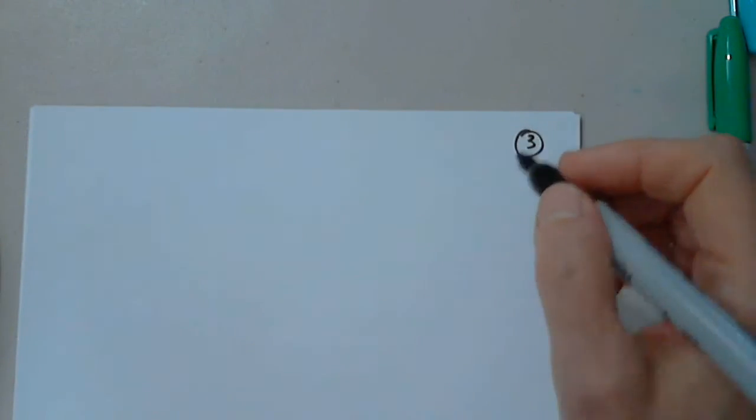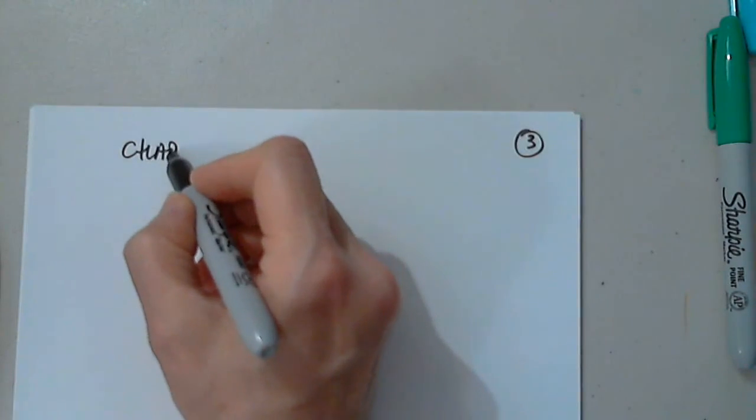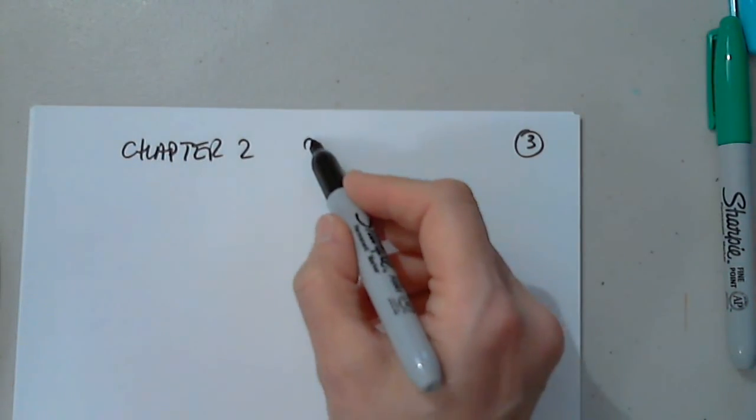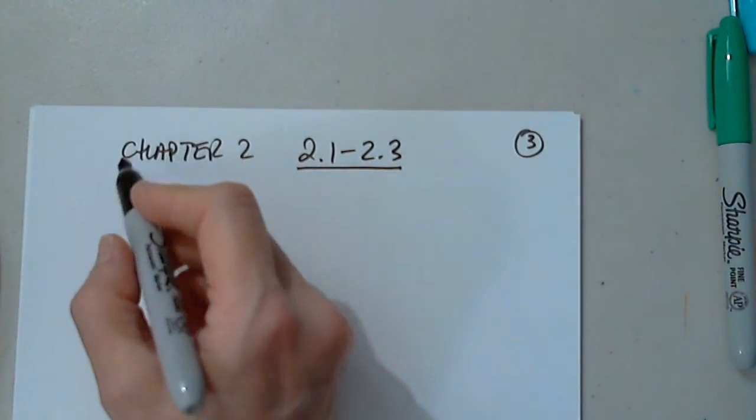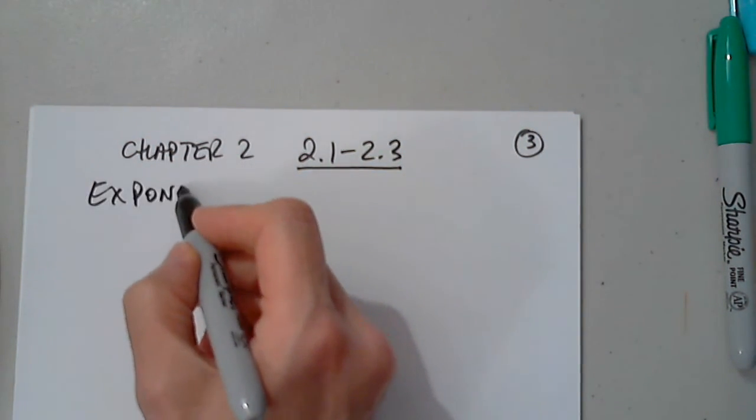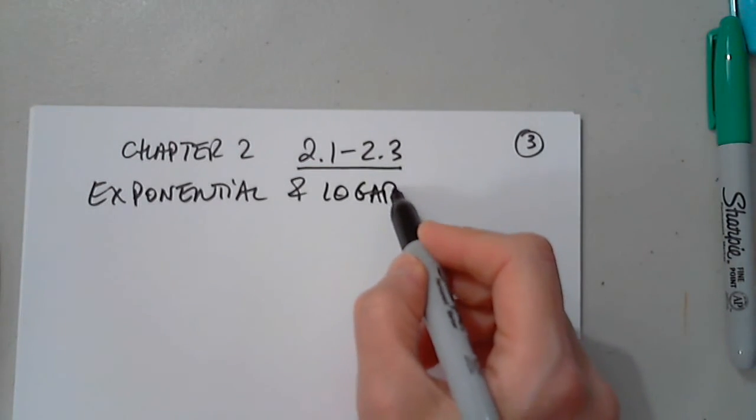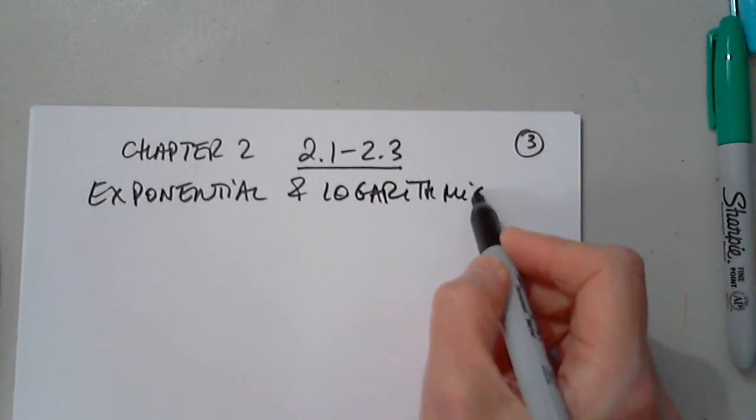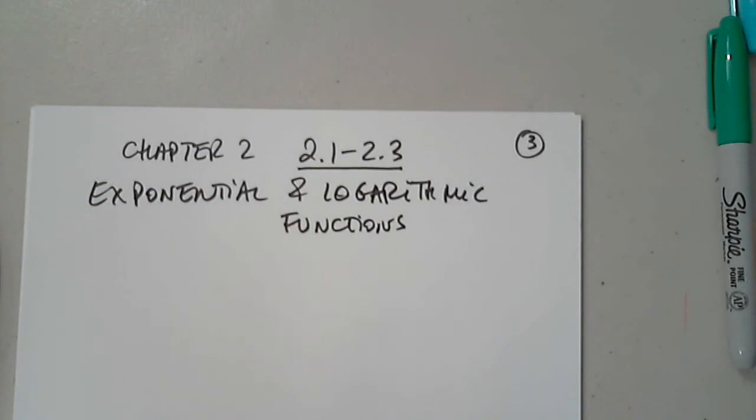Okay, perfect. So in that case, we will move on to chapter 2. In chapter 2, we only look at 3 sections. Okay, so chapter 2, only 2.1 through 2.3. And we deal here with exponential and logarithmic functions. Of course, and their derivatives, etc., etc.